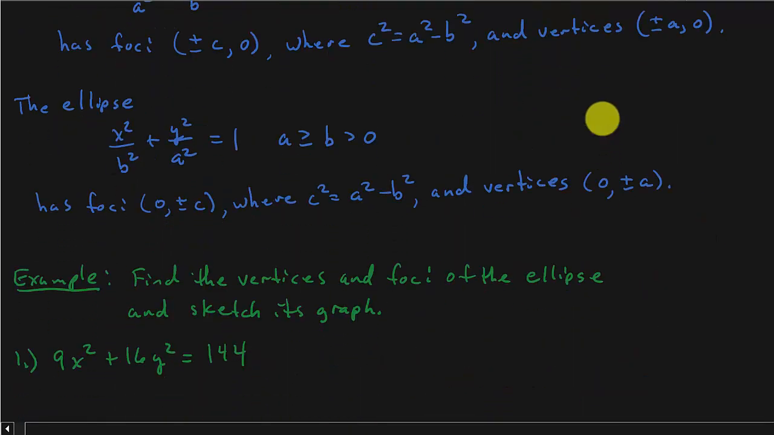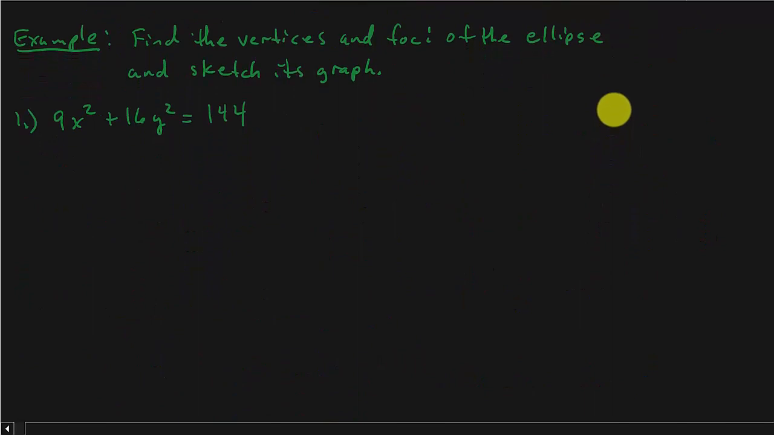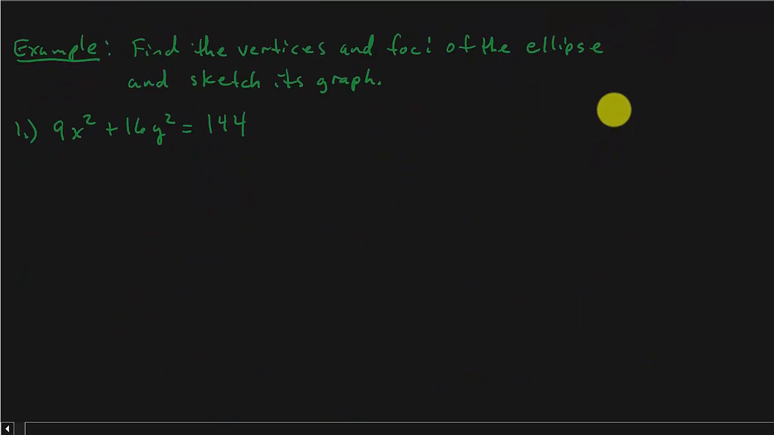All right, so let's look at some examples with the ellipse, and then we're going to look at some examples with the hyperbola, and then we've got some more examples where we're going to actually find the equation of the parabola, ellipse, and hyperbola when they give us information. So here, find the vertices and foci of the ellipse and sketch the graph.